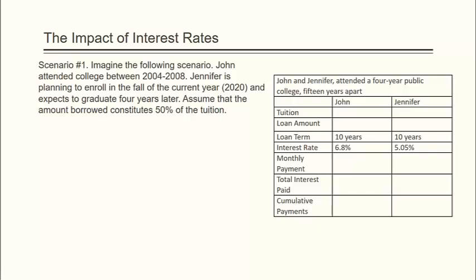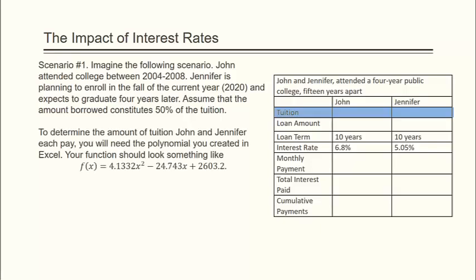Okay, so to fill in this chart, we need to start by figuring out the amount each paid or will pay in tuition. So to determine the amount of tuition that John and Jennifer are going to pay, because we are assuming that they're attending a 4-year public college, we're going to need that polynomial that we created in Excel, and I included it here for us. Okay, so there's our function.